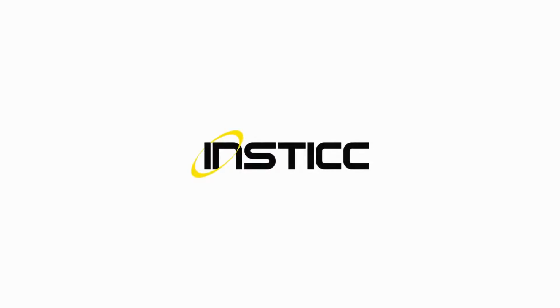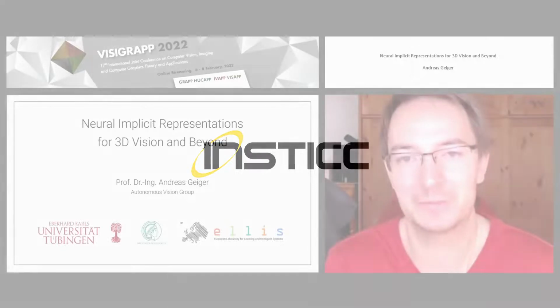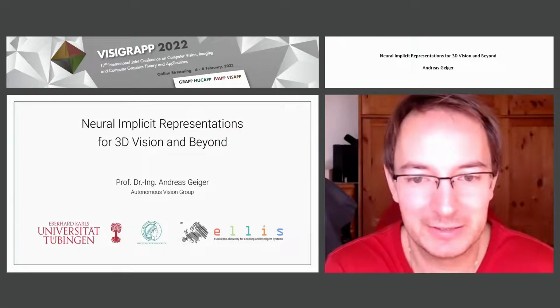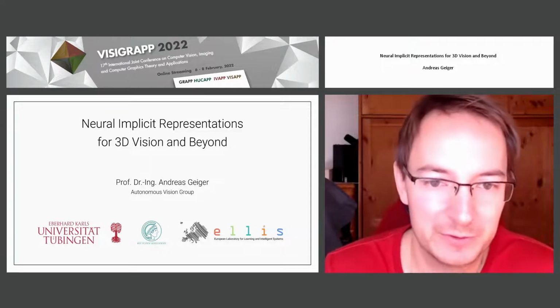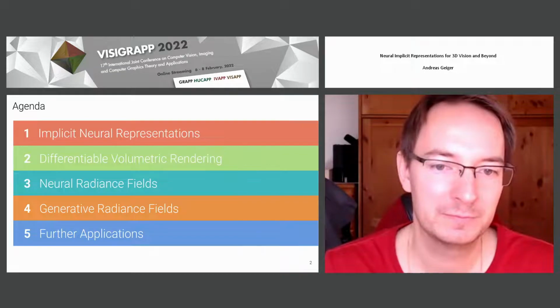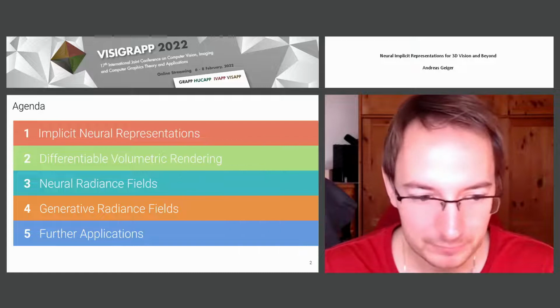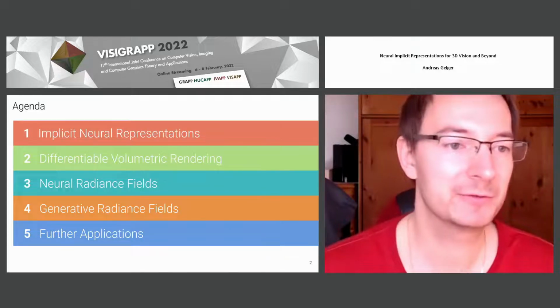I'm going to talk about neural implicit representations, which is something that we have been working on for a few years now, and it's really becoming a trend. I want to show you what we have been doing, but also what other applications there are for this type of models. So here's the overview of my talk for today.